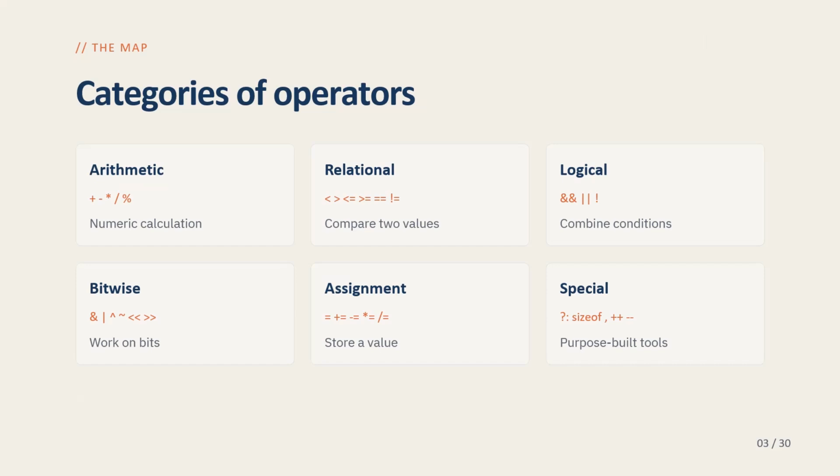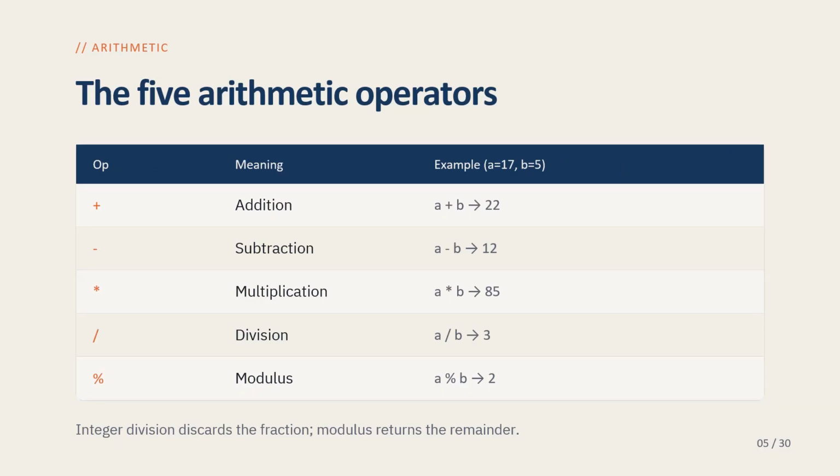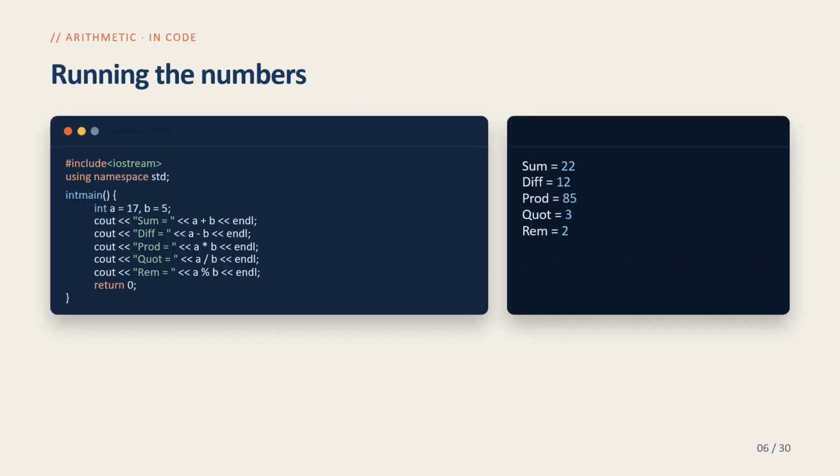Here are the categories of expressions. C++ provides several categories of operators, including arithmetic, relational, logical, bitwise, assignment, and special operators. Next comes the arithmetic operators. So here is the example of arithmetic operators. Arithmetic operators are addition, subtraction, multiplication, division, and modulus operators. And here are the examples for each of the operators.